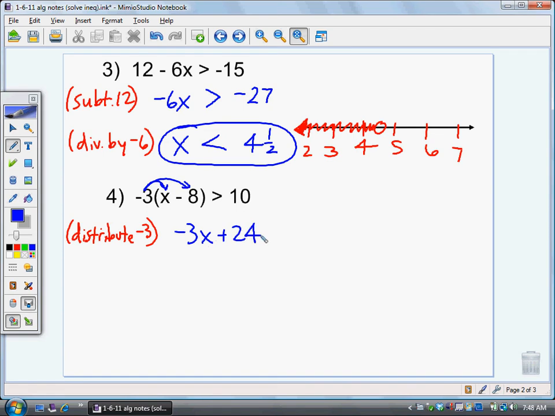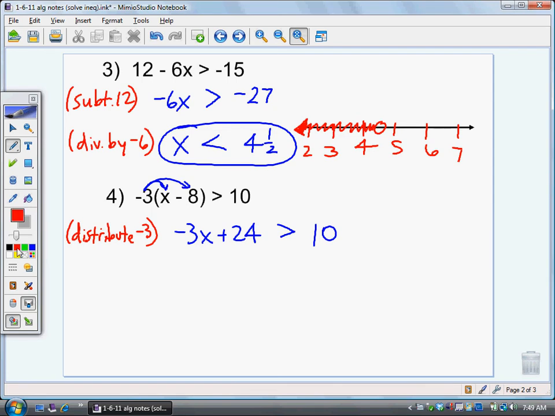The 10 stays the same, and the inequality symbol stays the same because I haven't done anything to both sides. I'm only rewriting the left side. So the left side is greater than 10 now. When I rewrite it as -3x plus 24, that's the same thing. It's still greater than 10.